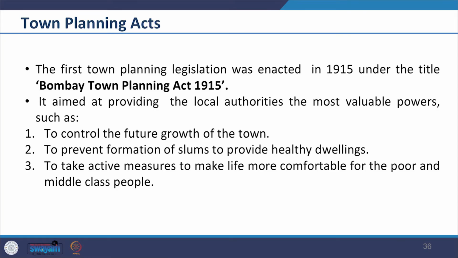Looking at the Bombay Town Planning Act of 1915, we see that it was the first town planning legislation enacted in India. It aimed at providing the local authorities the most valuable powers, such as to control the future growth of the town, power to prevent formation of slums, to provide healthy dwellings, and furthermore to take active measures to make life more comfortable for the poor and the middle class people. Then we see the Rent Control Act in 1918.